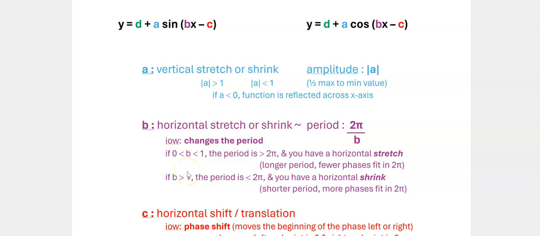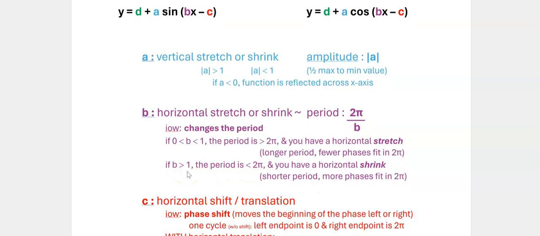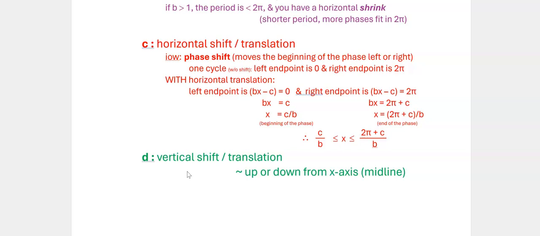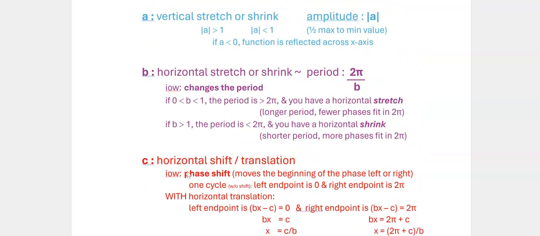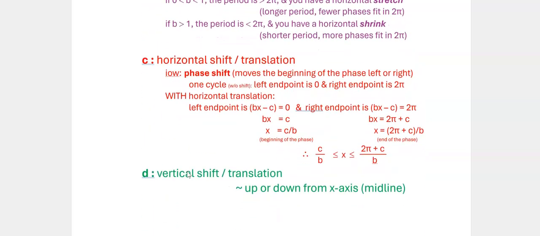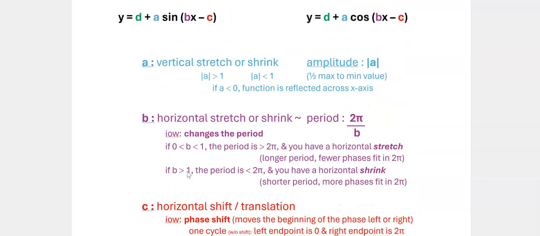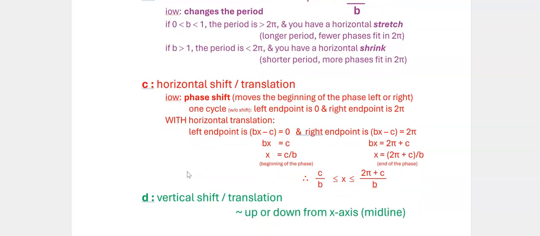I'm going to skip C for a minute and go to D. D is pretty simple. D is just a vertical shift or a translation up or down from the x-axis or the midline. So if you add something, like add 1 or 2 to your original, then you're going to shift your midline up. And then you'll change your maximum and minimum, so it'll change your range. It does not change your domain, but it shifts the midline up. It doesn't shift the amplitude. It doesn't shift the graph left or right. It just goes up or down. And it doesn't stretch it either.